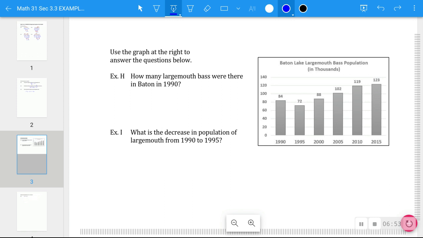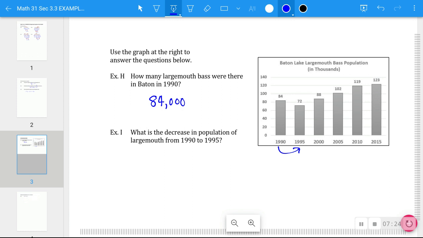All right, the first example is how many largemouth bass were present, or what was the population in the lake in 1990, and you see the number 84 at the top there. You can also guess a little bit at it, but the scale is on the side. You're better off using the numbers that are there. Anyway, that says 84, but that's really 84,000. 84,000 largemouth bass.